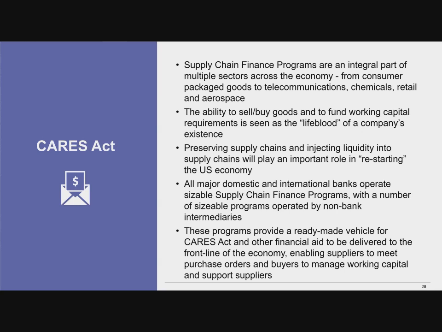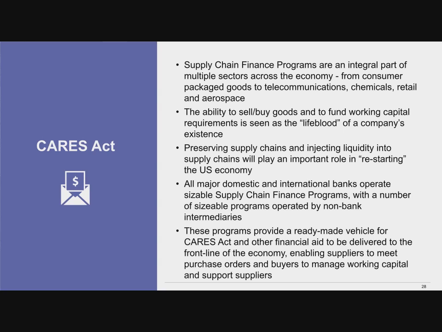You look at the restaurant industry, for example. Restaurants go out and they buy produce. To enable them to open up again, they will need a lot of working capital to be able to go out and buy the stuff that they need to turn into food that we eat.